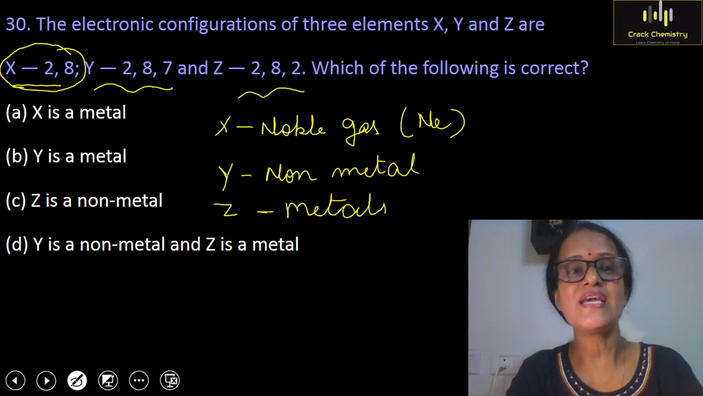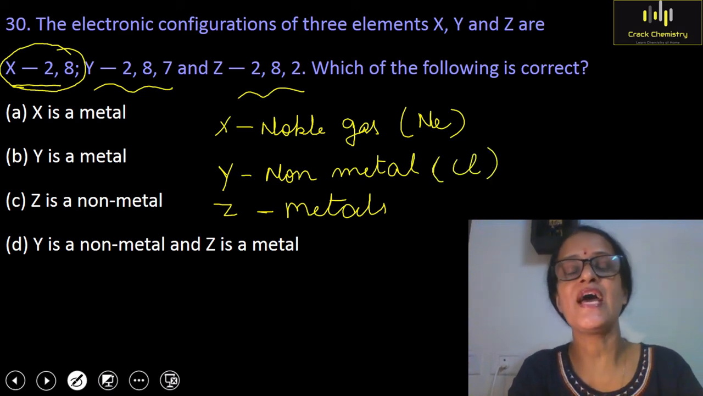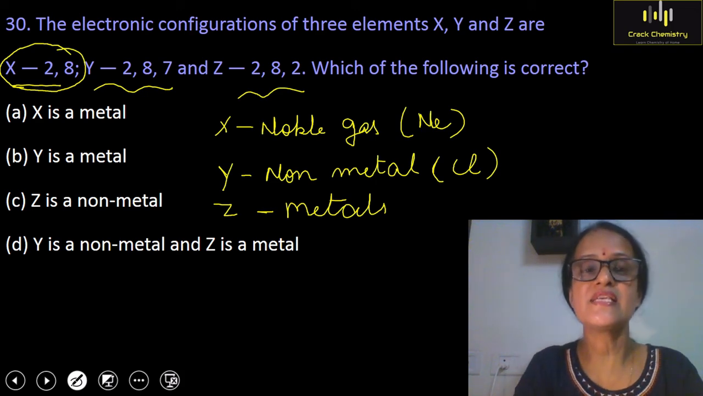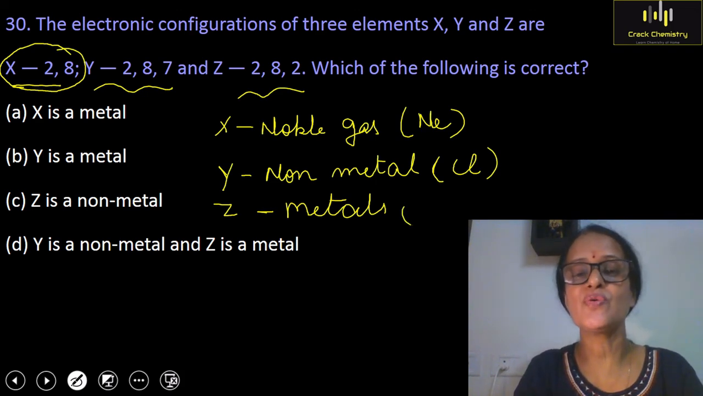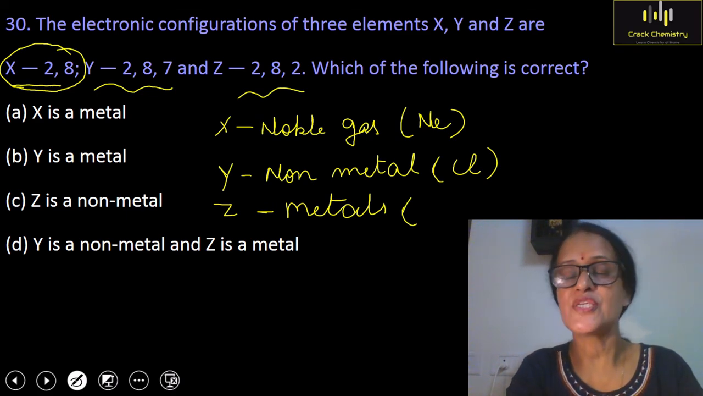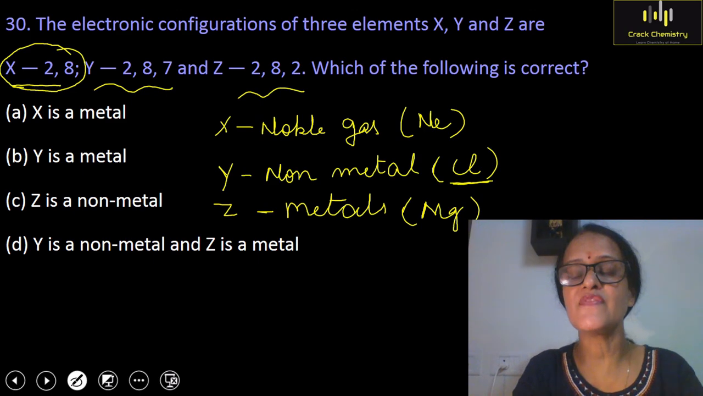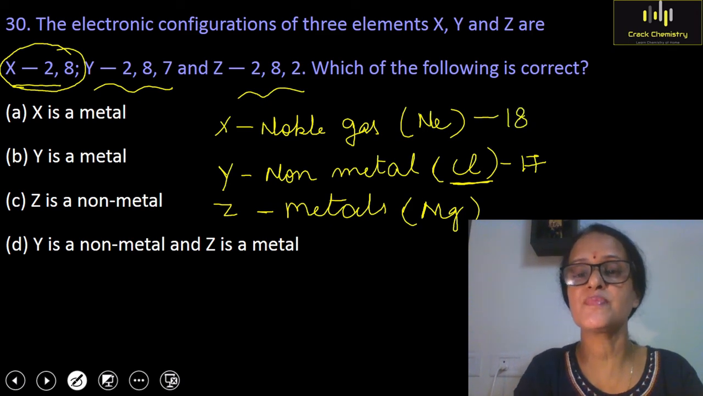And Y. Y has the electronic configuration 2, 8, 7. It means 17 total electrons. So Y is chlorine. The symbol of chlorine is Cl. And if you look at Z, Z has electronic configuration 2, 8, 2, a total of 12 electrons, and it is magnesium metal, which is present in the second group of the periodic table. Chlorine is present in the 17th group of the periodic table. And neon is present in the 18th group of the periodic table.